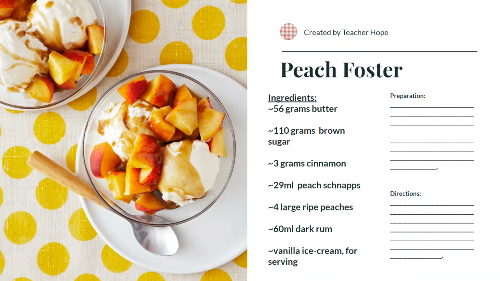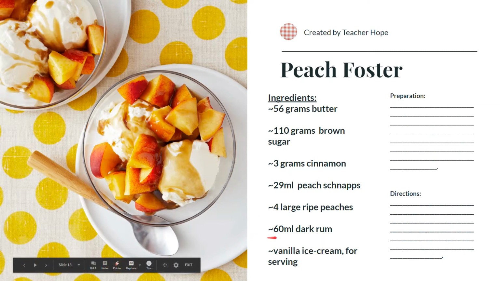It's so delicious. So the ingredients I need to make peach foster are 56 grams of butter, 110 grams of brown sugar, 3 grams of cinnamon, 29 milliliters of peach schnapps, 4 large ripe peaches, 60 milliliters of dark rum, vanilla ice cream for serving. I will teach you this word later.